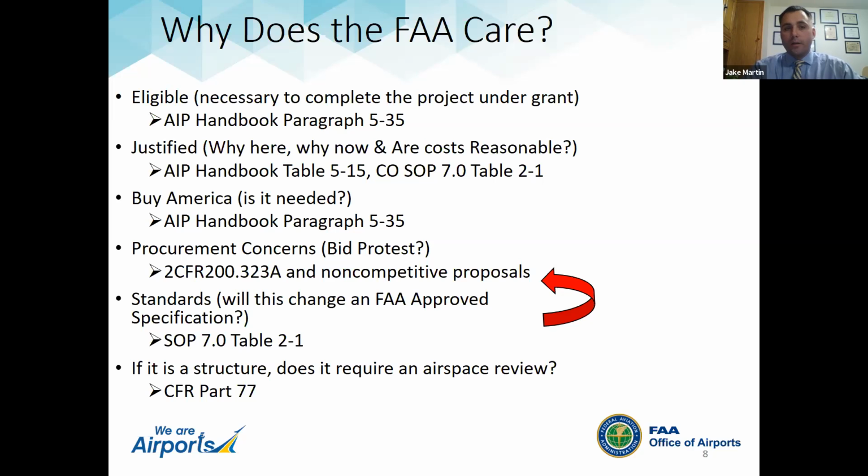The second one is justified. Why here? Why now? Is this change order critical to completing this project at this moment, or could it wait, and could we come back at a later time when we design a more holistic project? Part of the justified conversation that's laid out in table 5-15 and the SOP in table 2-1 is, are the costs reasonable? The FAA has the final say in the determination on reasonableness.